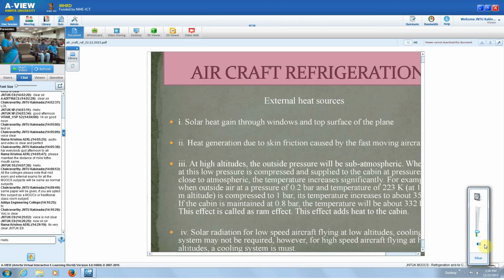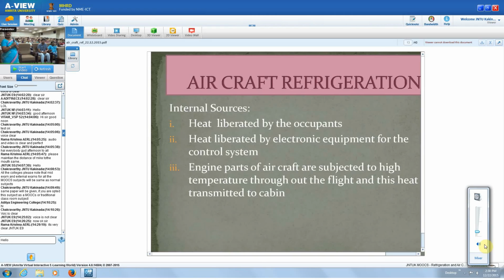And the last point, you can see that for a low speed aircraft flying at low altitudes, solar radiation does not require a cooling system or refrigeration system, but when it is moving at very high velocity, a cooling system is always required. So the main external sources are solar heat gain, then the ramming effect, and the surface temperature. Then these are the internal sources.